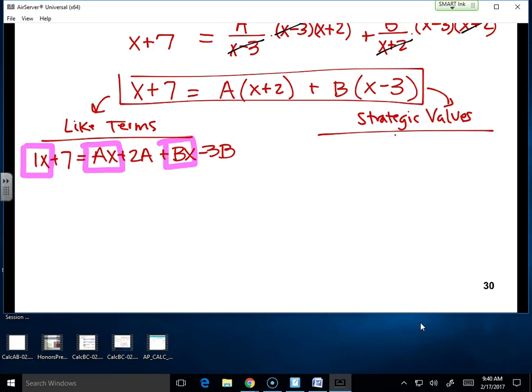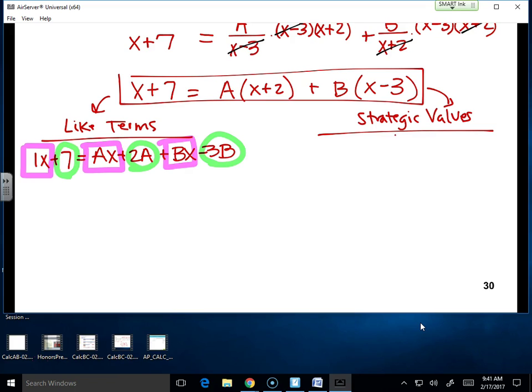Careful of the signs. And I see constant terms. The x terms have x's and the constant terms don't. From this, we can go ahead and make the following equations.